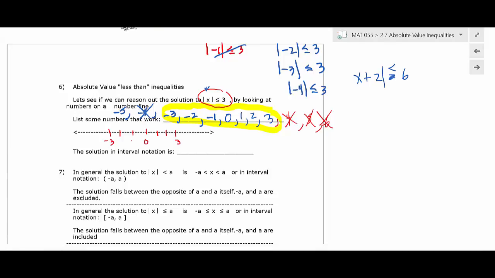So what you would do on your graph is you would put a bracket on -3, a bracket on 3, and you would shade in the middle. It's only the numbers in the middle, so you would go like that. Okay, that's how that works.